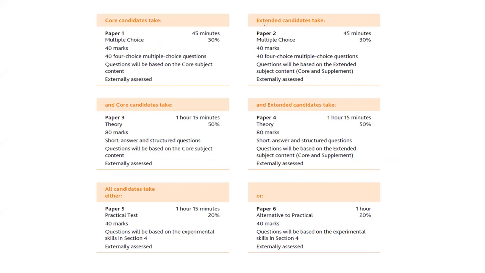The candidates who are taking the extended one will select paper 2. Paper 2 is multiple choice questions. Duration for this exam is 45 minutes, and the total marks for this exam are 40 marks. Paper 4, duration for this exam is 1 hour and 15 minutes and total marks 80. And for paper 6, duration for this exam is 1 hour and the total marks are 40. So you will select paper 2, paper 4 and paper 6.